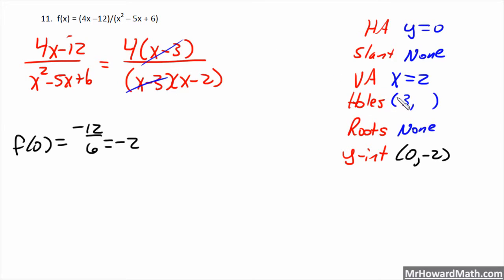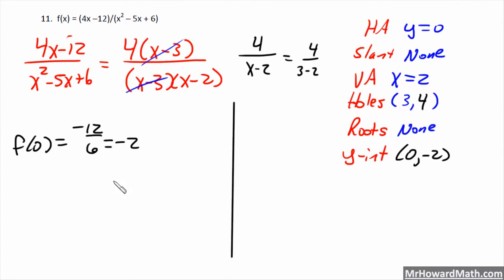Now we need to find the y value of the hole in the graph, so we evaluate what's left. That's these two parts after we've canceled the factor that gives us the hole. So we're left with 4 over x minus 2, and we evaluate that at an x value of 3 because that's where the hole is. So that would be 4 over 3 minus 2, which is 4 over 1, which is 4. So there's a hole in the graph at 3, 4. So that should be enough to now sketch the graph. If not, we'll use a test point.